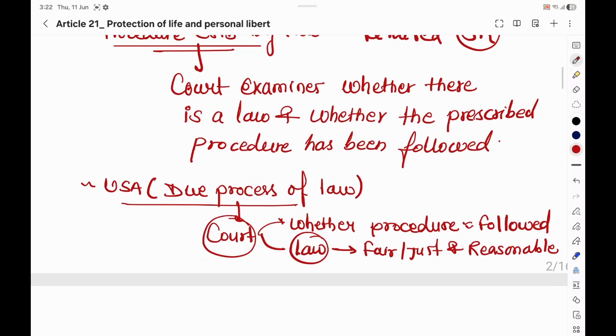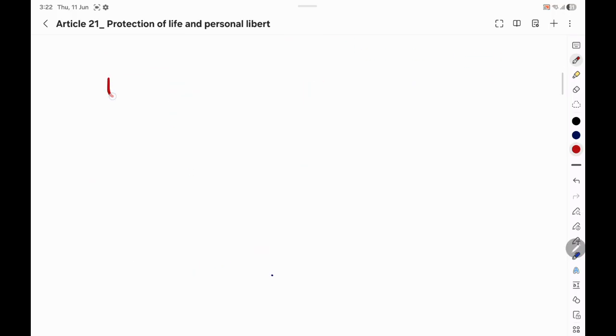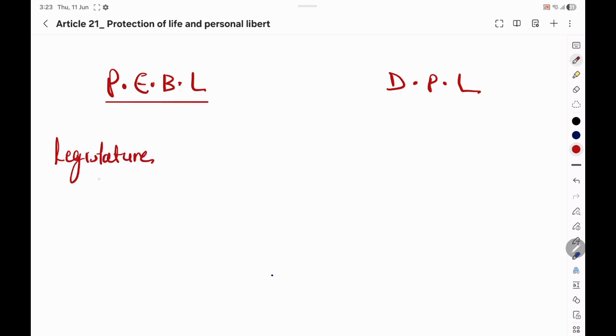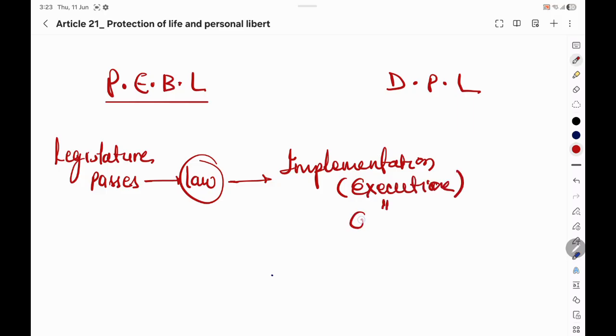Like if we take an example to understand these two concepts, so I will write procedure established by law here, and here due process of law. Okay, suppose the legislature passes a law. And who is going to implement it? The executive. That is, the government follows that law.